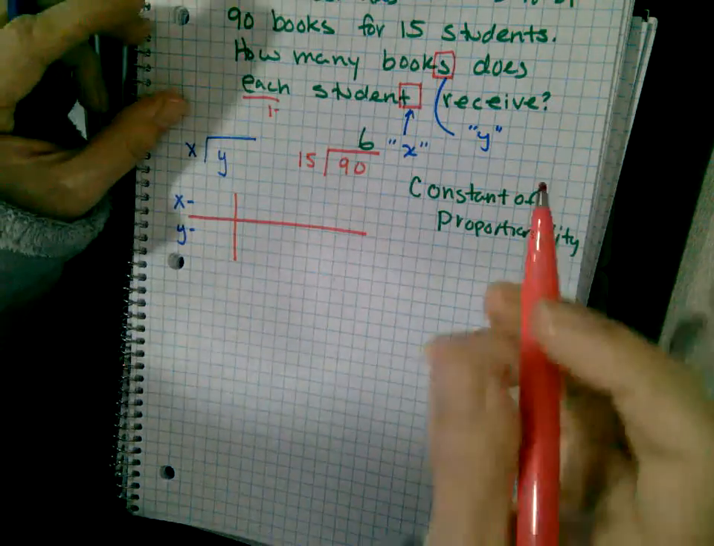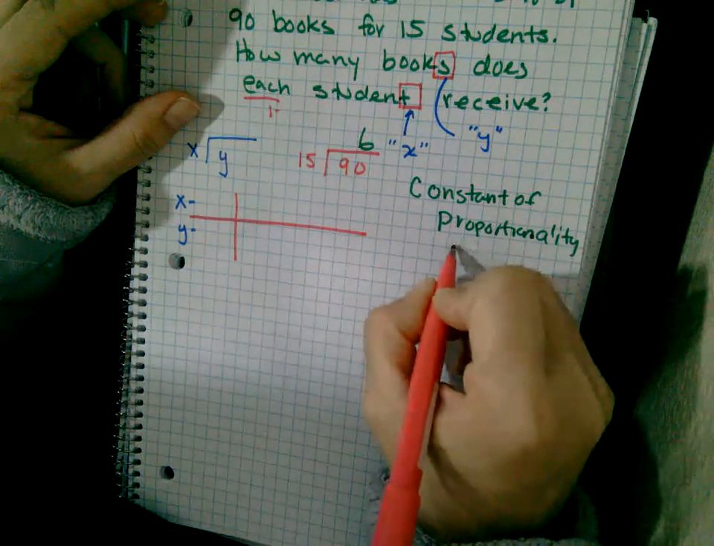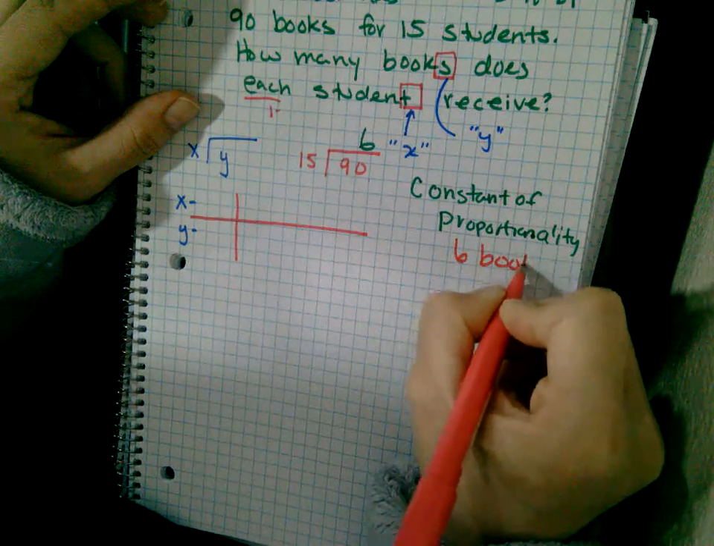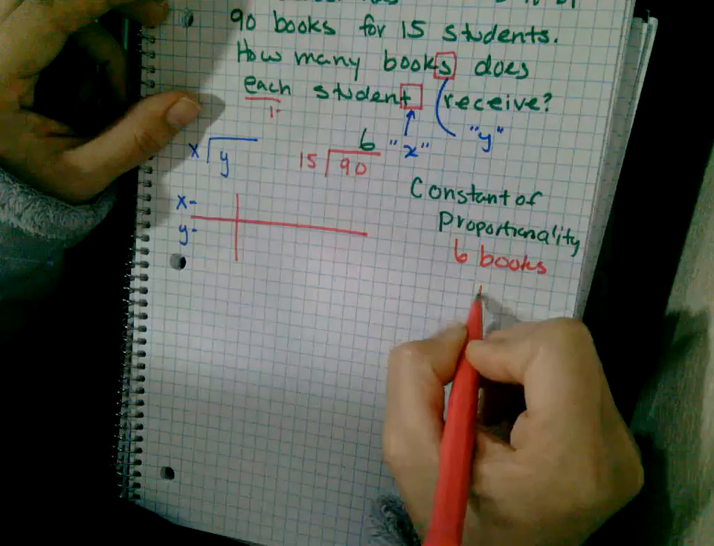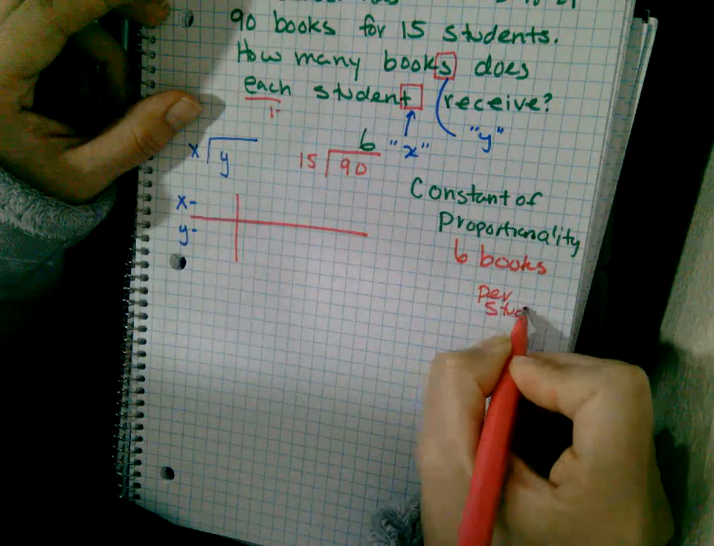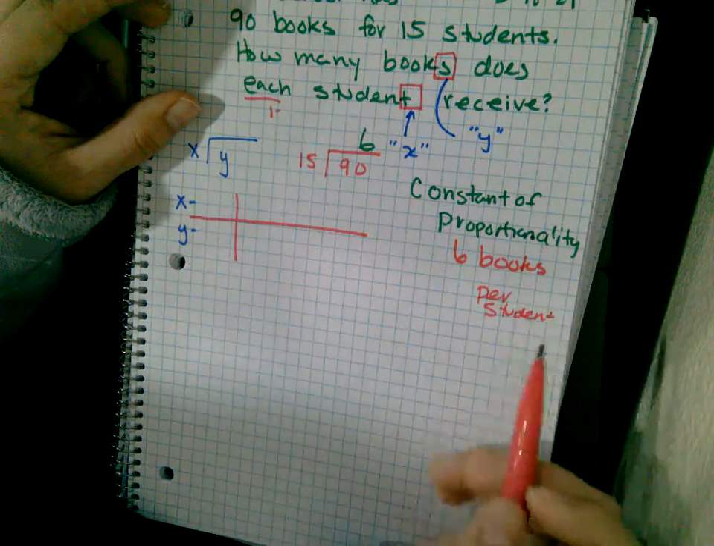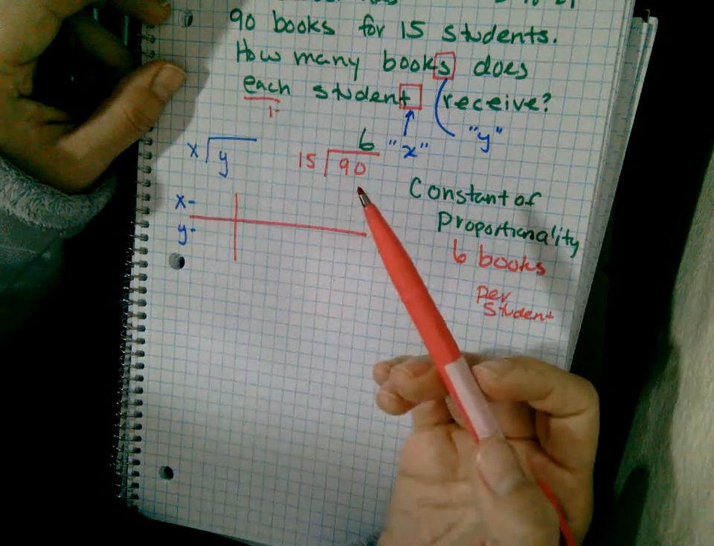So participation is awesome. That is what we call constant proportionality. So 6 books. Constant proportionality is 6 books. If you want to add per student, you can. Okay, 6 books per student.